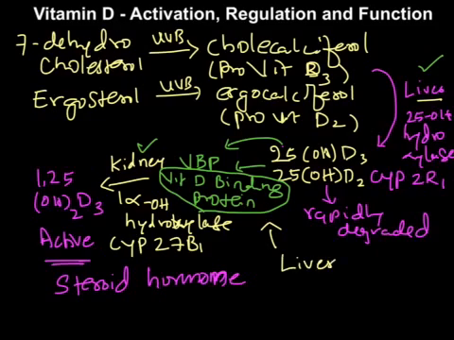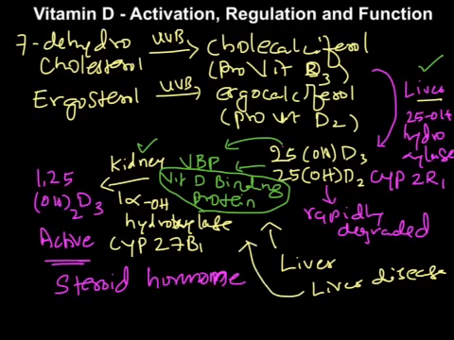So any liver disorders, liver diseases, can lead to decreased synthesis of vitamin D binding protein, and also it will decrease the hydroxylation process. That's how liver diseases can give rise to vitamin D deficiency. In the same way, you can apply this concept for kidney disorder.